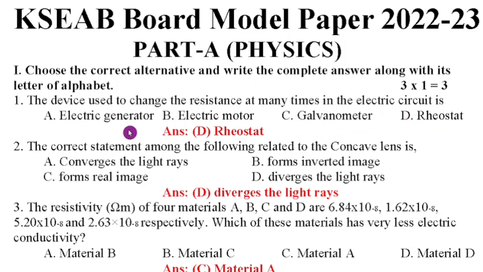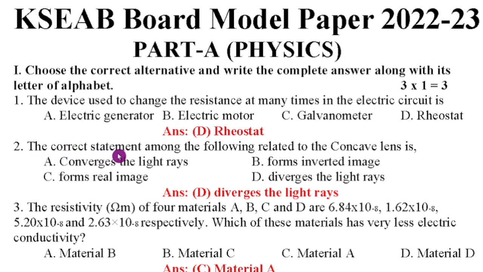So here, electric generator, electric motor and galvanometer. The galvanometer only shows in which direction the current is passing. Electric motor and electric generator, we know what those are. The rheostat is the device that is going to change the resistance. Many times you can change the resistance by using the rheostat in the electric circuit. So the answer is option D, rheostat.